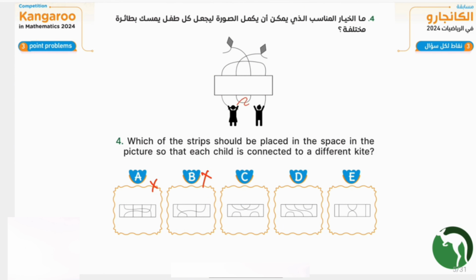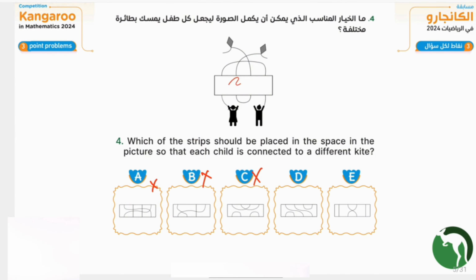We have this one like this, and we have like this. So these two are connected to each other and not connected to the kite, so this one is also not correct. Now if we check D, we have like this, and then we have like this connected, and if we continue we will have like this. So if we draw this line here, this one is connected.